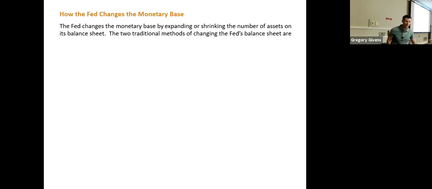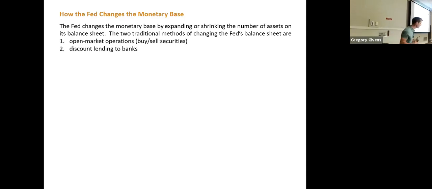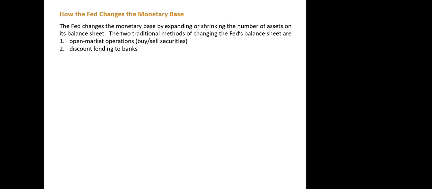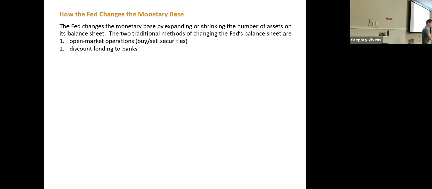The Fed historically has been able to change the monetary base by taking actions that affect its balance sheet in one of two ways. And we'll go through both of these as examples. One is through what's called an open market operation, and the other is through discount lending to banks. Now, who can tell me what an open market operation is? Surely that's something that was taught to you in principles or intermediate macro.